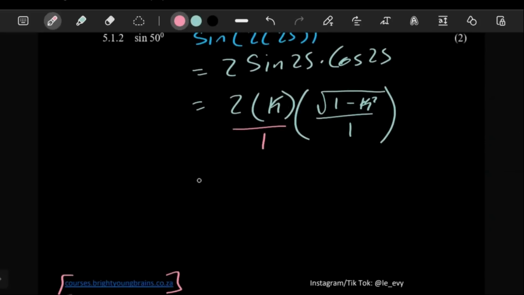What? Yeah. I don't even know why I'm doing this fraction thing because it's not necessary. Like, bro, what are you doing?